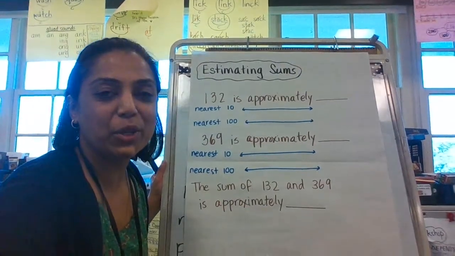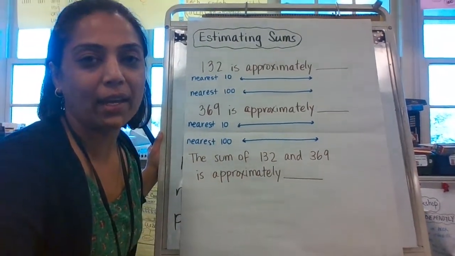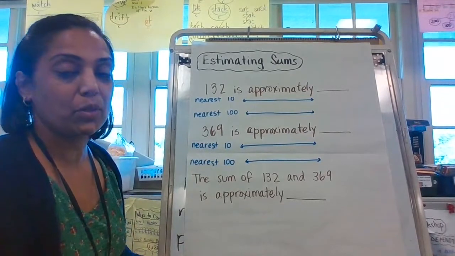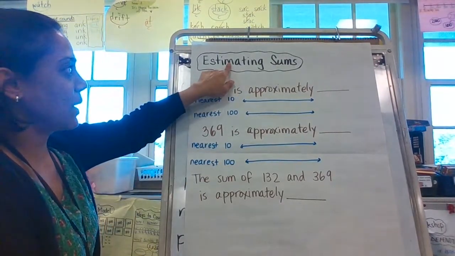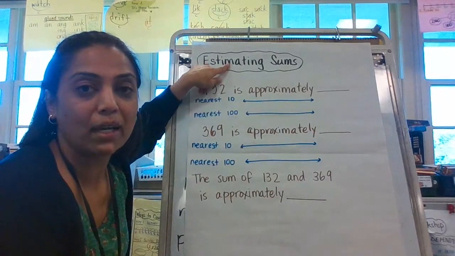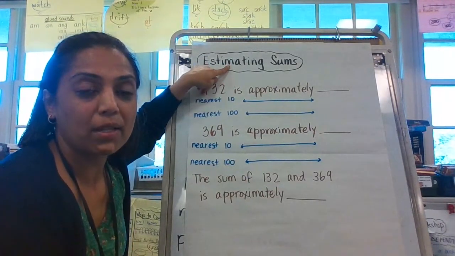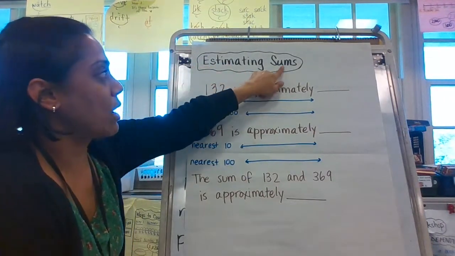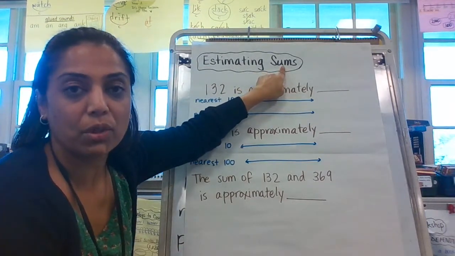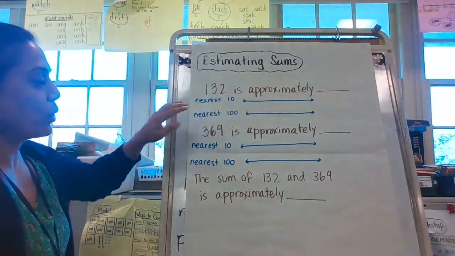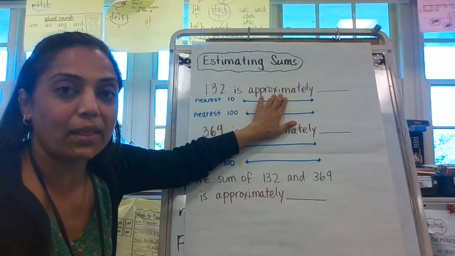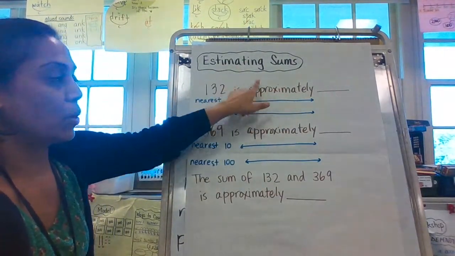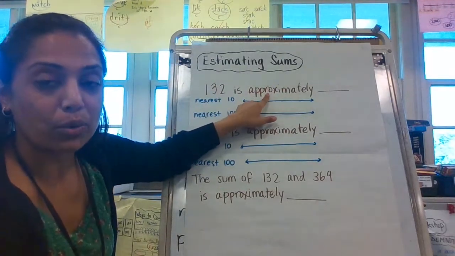Hi friends, this video is going to show you how you can estimate sums. We did this lesson 2 days ago. We talked about the word estimating and how that means to make a roundabout response or an answer, and the sum, which is the answer to an addition problem. When we look at the word approximately, that is a clue right away that we need to estimate, which can also mean that we need to round.